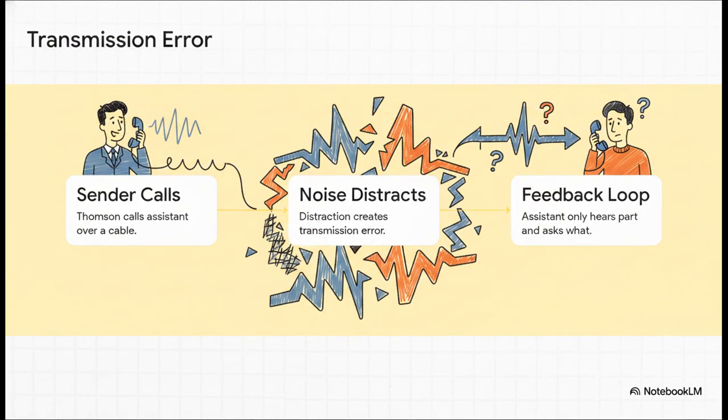Let's see how this plays out in a really practical scenario. Imagine a sender, let's call him Thompson, picking up the telephone to call his assistant. He says, "Come here, I want to see you." The telephone encodes his voice, and the cable acts as the channel. But right at that moment, a loud distraction in the room, our noise, creates a transmission error. The assistant, our receiver, only hears the words "I want." Because of that physical noise, the assistant just can't decode the full message and has to send feedback asking, "Wait, what do you want, Thompson?" The signal was physically broken.